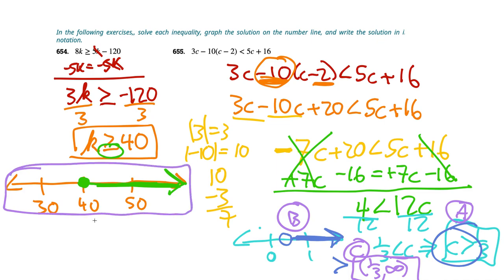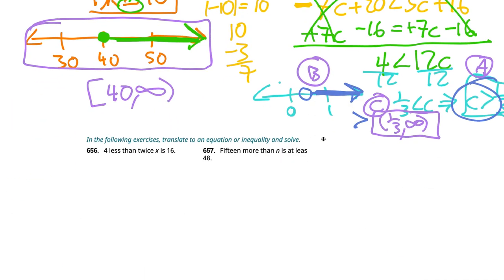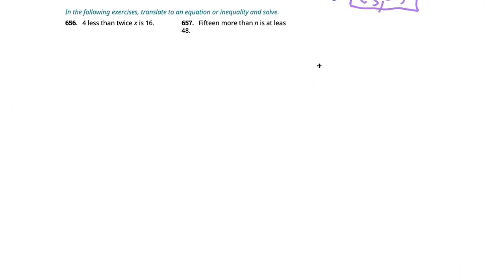I didn't do part C for 654 here. So what I'm going to do is, it is including 40, so I'm going to put a bracket, and then do comma infinity. And I don't want to get into a medieval discussion about this, but infinity, because we can't actually include it, is always bounded by parentheses, open or close parentheses. Okay, we continue.